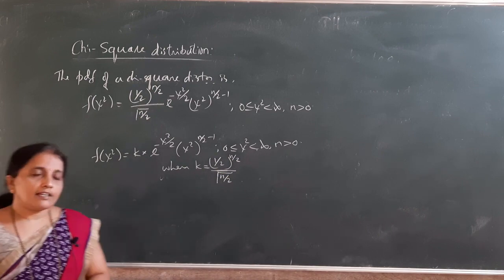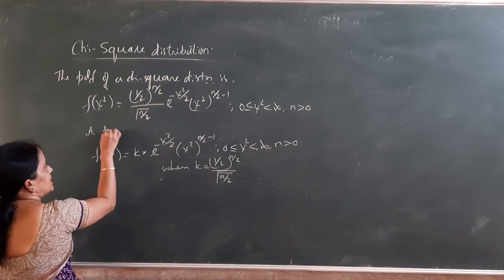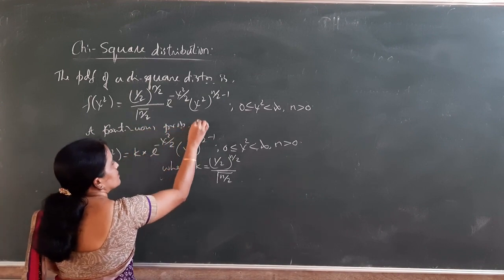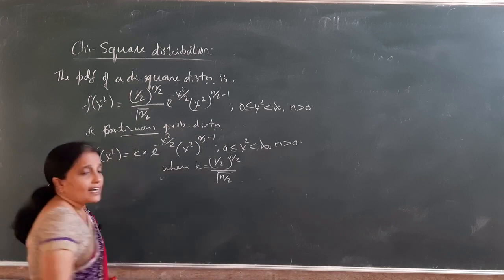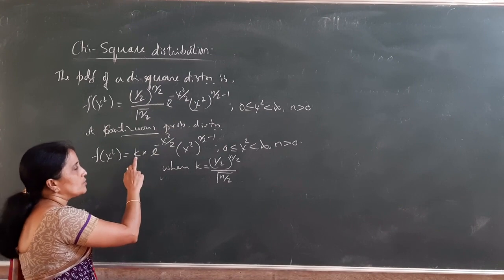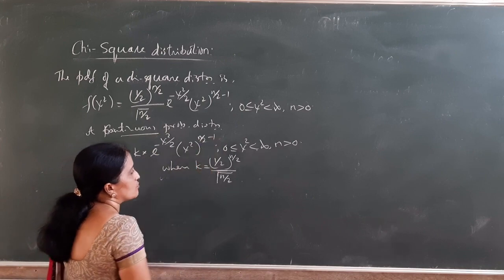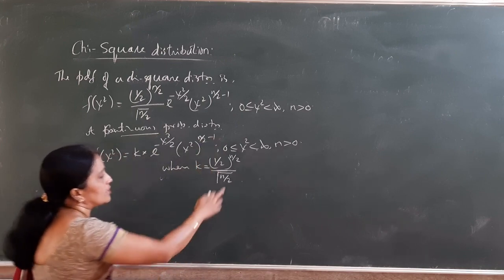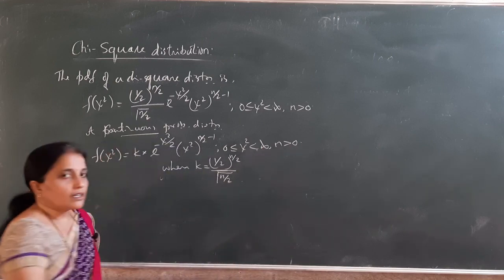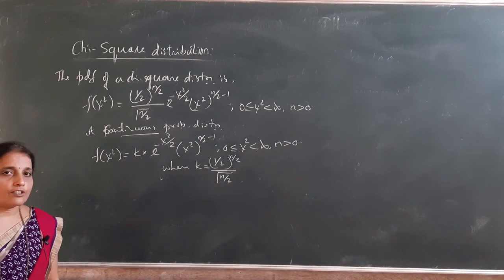So while defining chi-square distribution, you can write like this: a continuous probability distribution which has the following probability density function, f of chi-square equal to k into e power minus chi-square by 2 chi-square power n by 2 minus 1, where 0 less than or equal to chi-square less than infinity, n greater than 0, is considered as a chi-square distribution with n degrees of freedom.